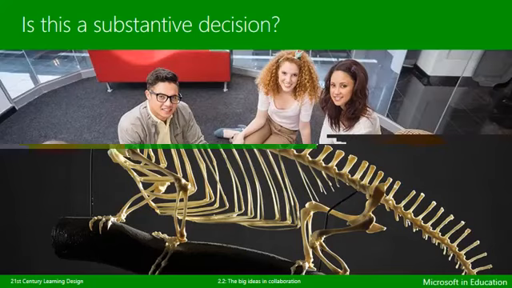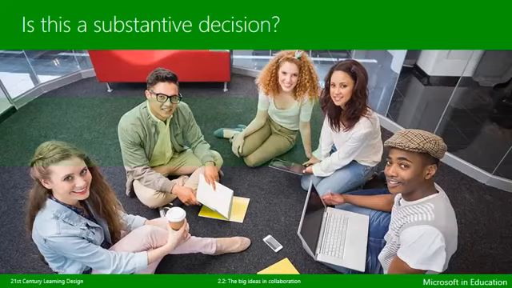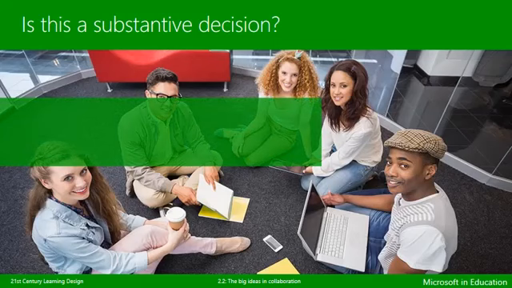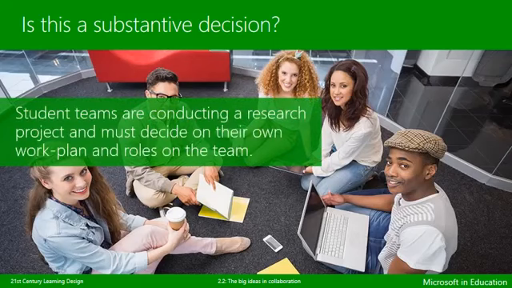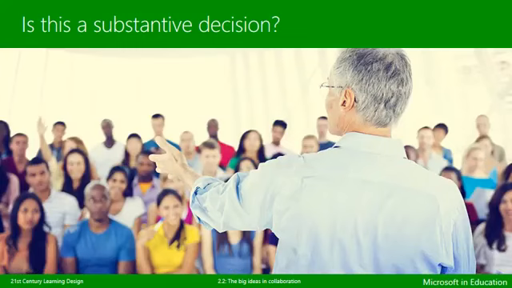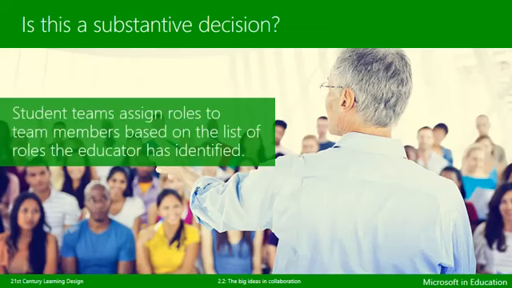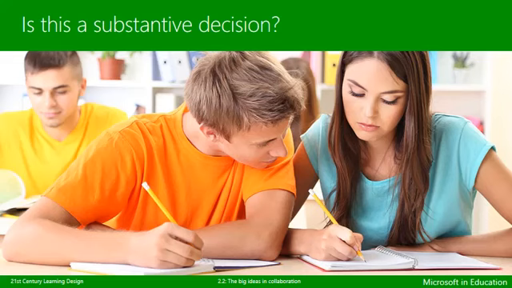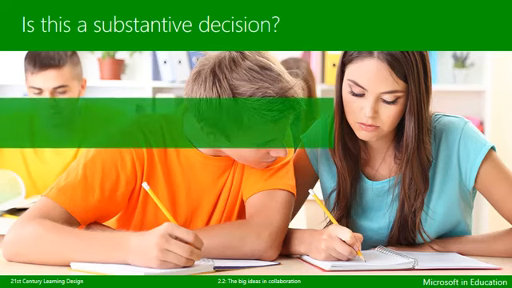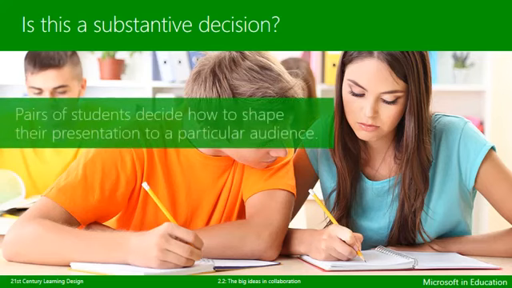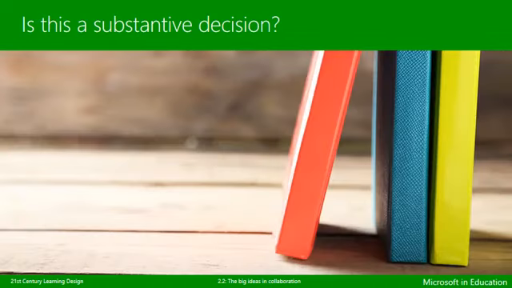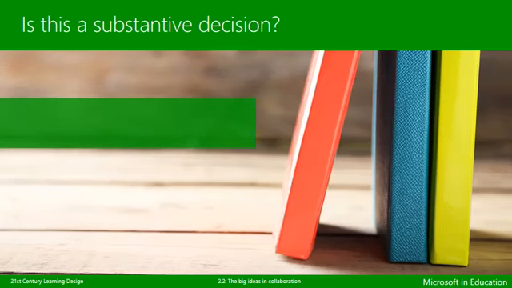Are students making substantive decisions if student teams are conducting a research project and must decide on their own work plan and roles on the team? Are students making substantive decisions if student teams assign roles to team members based on the list of roles that the educator has identified? Are students making substantive decisions if pairs of students decide how to shape their presentations to a particular audience? Are students making substantive decisions if pairs of students select a colour scheme for their presentation?